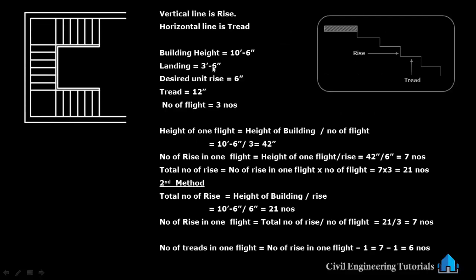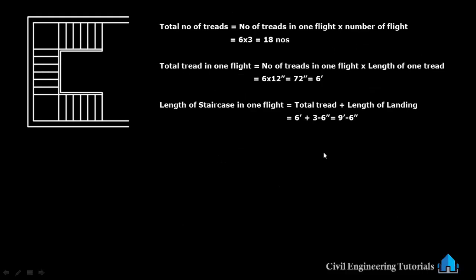Here you can see 3 feet and 6 inch landing we have. So that is 6 feet plus 3 feet and 6 inch. So length of staircase in one flight we are getting 9 feet and 6 inch. Here to here this distance is 9 feet and 6 inch. Here this side also, here to here this distance 9 feet and 6 inch. This is length of staircase in one flight. You can say this width of staircase also.